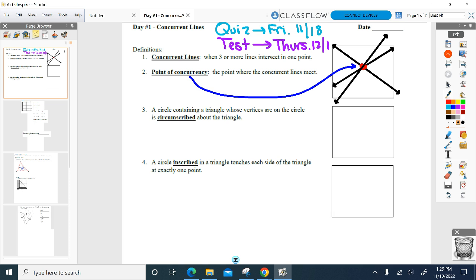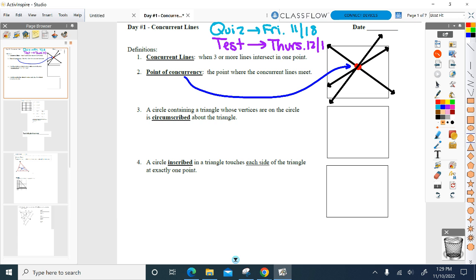Next box. Can you guys please make a circle, please, inside this box? I don't care what the circle looks like or how big it is. Just draw a circle for me.